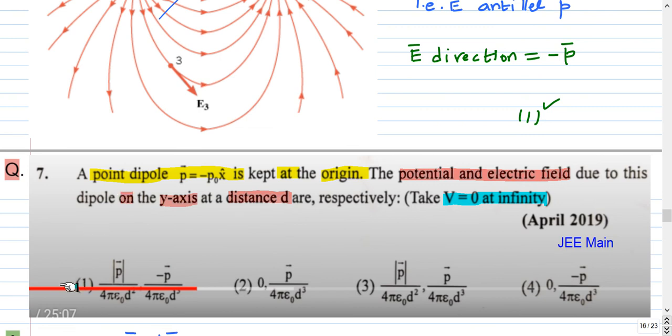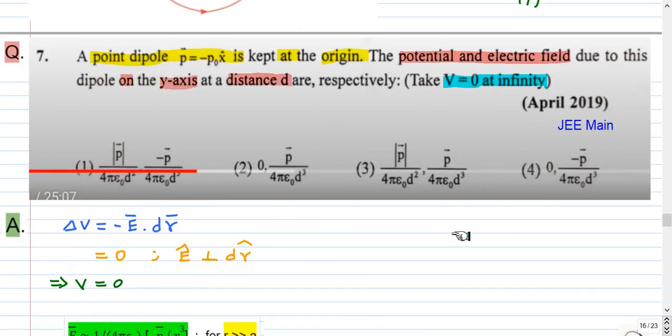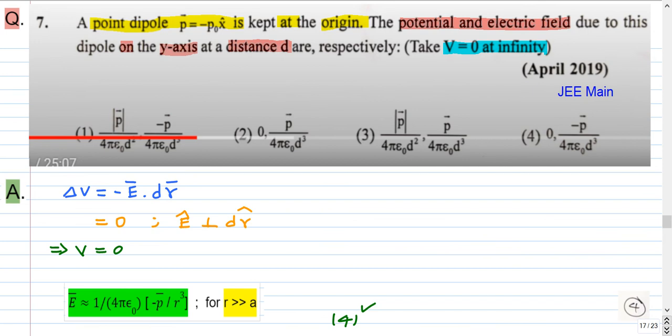This is the next question. A point dipole p equal to minus p naught x cap is kept at the origin. The potential and electric field due to this dipole on the y-axis at a distance d are respectively, take V equal to 0 at infinity. You can pause and attempt this question. So the dipole is along the x-axis and is kept at the origin, and we have to find the electric field on the y-axis, that is, on the equatorial plane.